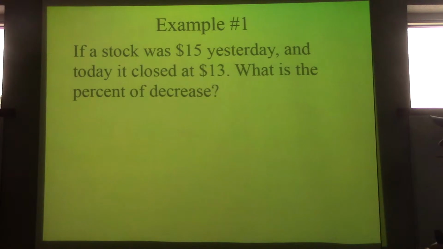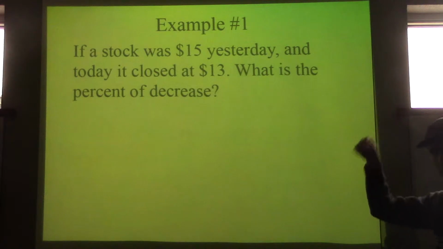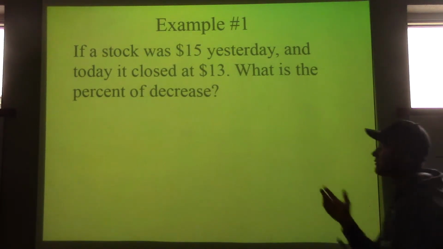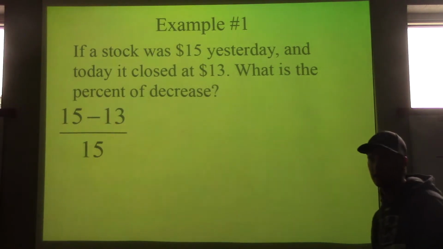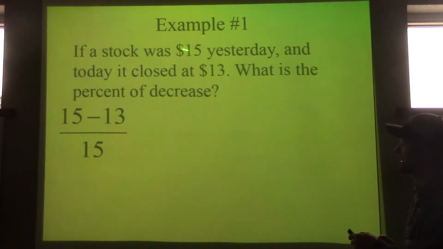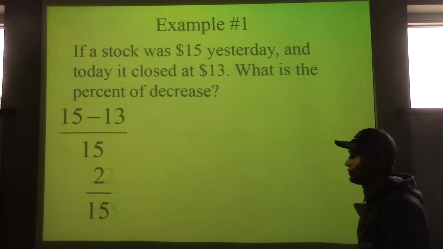So if a stock was $15 yesterday and today it closed at $13, what is the percent of decrease? First of all, we can see it decreased. It was 15, it went down to 13, so it went down. So we find the difference between 15 and 13. So 15 minus 13. It was originally a $15 stock, so that's what goes in the denominator. So 15 minus 13 would be 2.